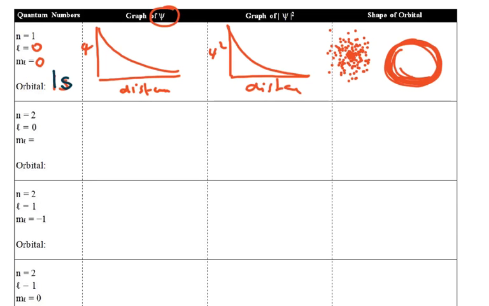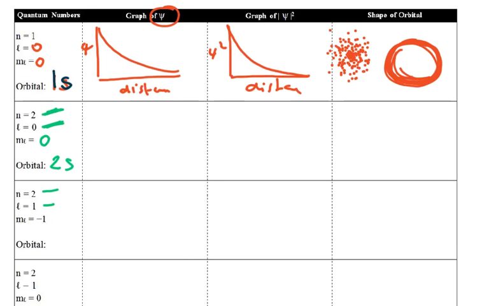Now for the second one, we're going to go back and say, okay, here's n equals 2. And when n equals 2, then L has two possibilities. L could be 0 or L could be 1. So we're going to see a couple examples here. When n equals 2 and L is 0, m sub L has to be 0. And what we're going to get out of this is our 2s orbital.